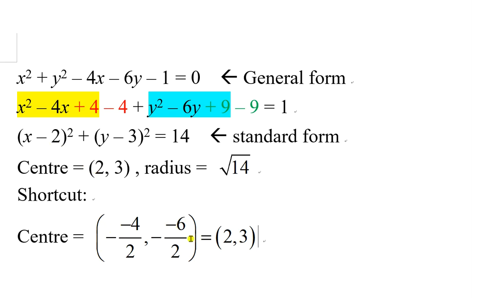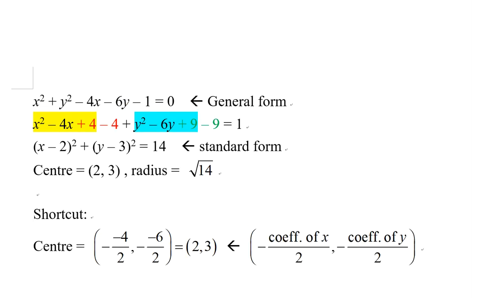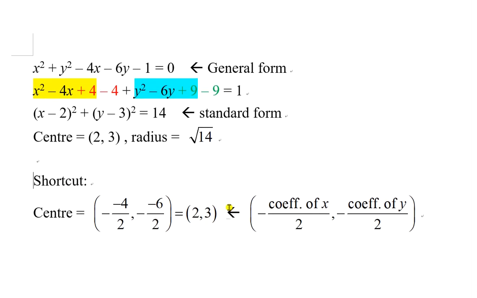Similarly, how does this come out? When you find the y coordinate of the center of this circle, you can see the bracket y minus 3. How do we get this 3? That is negative 6 over 2: the coefficient of y over 2, and then take the negative sign. So you get this one, (2, 3). That is a formula you can memorize. That's the shortcut way to find the center's coordinates.